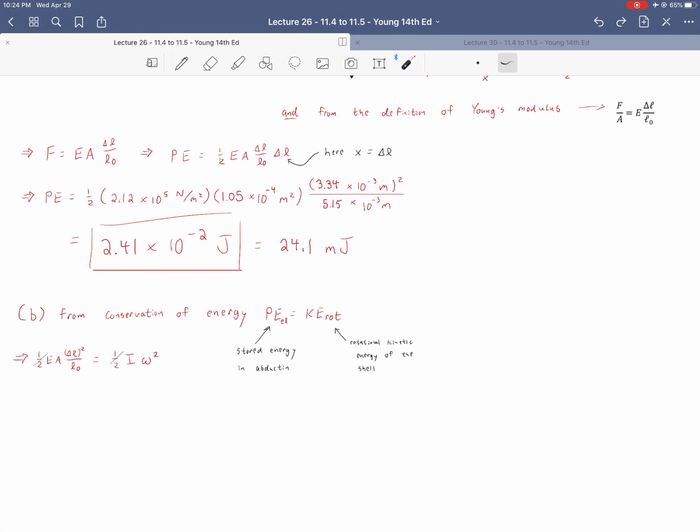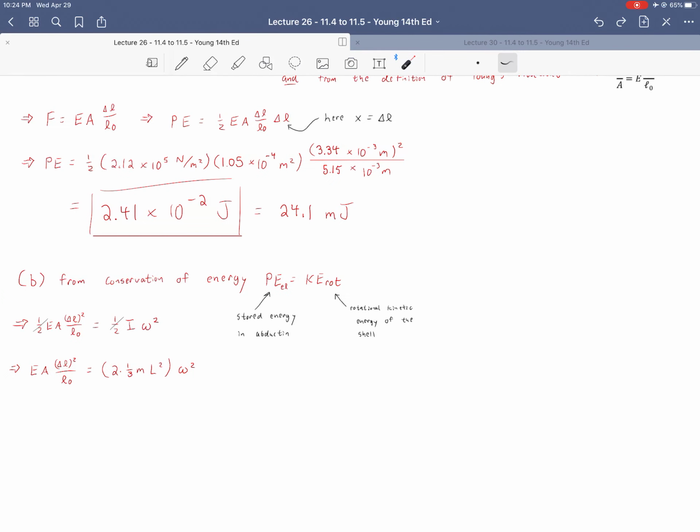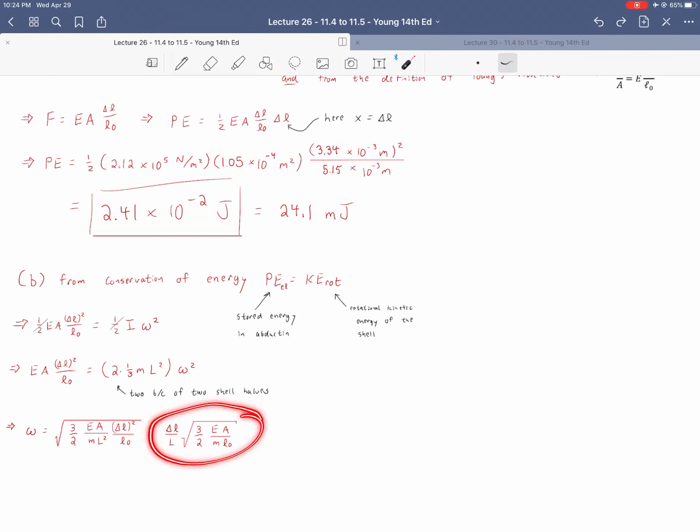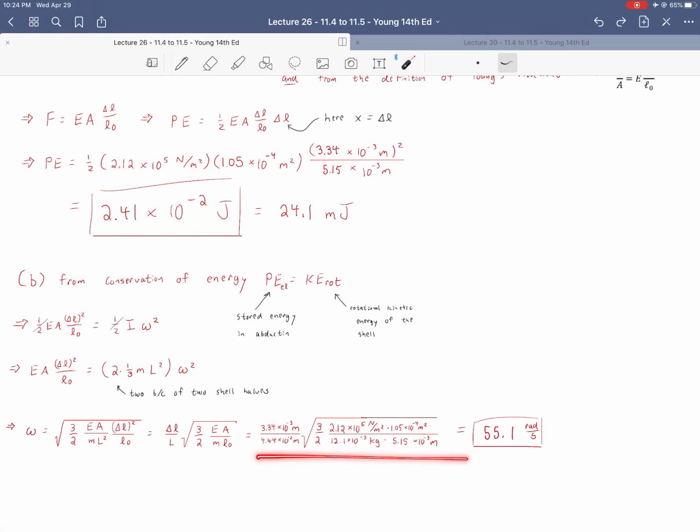So this is what it would look like. Our elastic potential energy becomes rotational kinetic energy with the familiar form 1/2 I omega squared. Then I'm just going to put in our moment of inertia. Notice I have a 2, that's because there are 2 shells, so the total moment of inertia is the sum of each shell. Then I solve for omega. I set it up, simplified it, plugged in all the numbers, and we get 55.1 radians per second. So that's how fast it flies open.